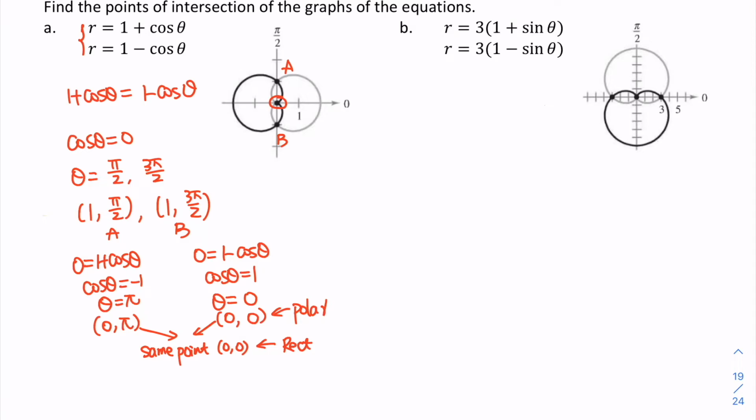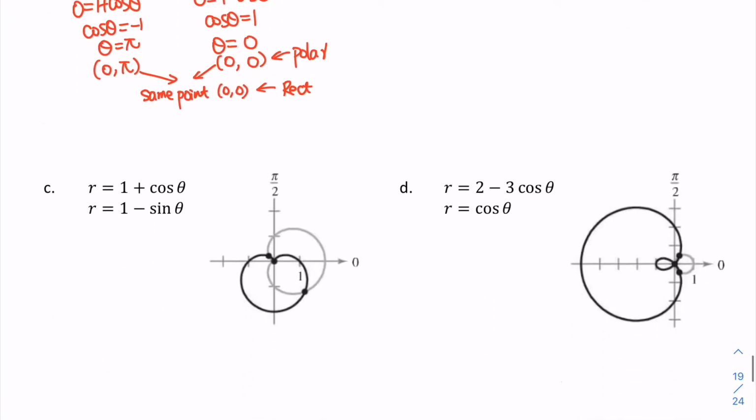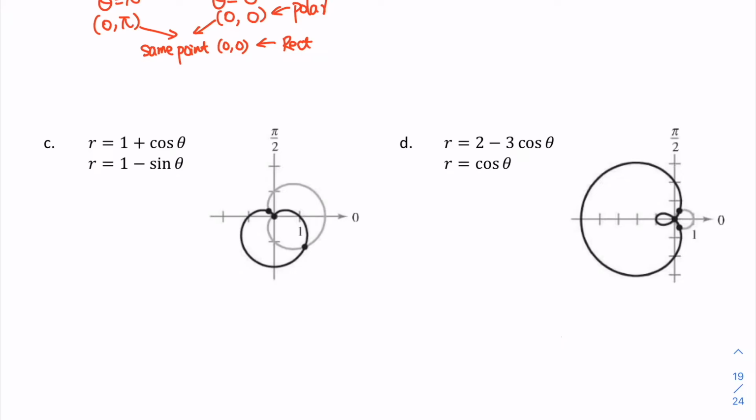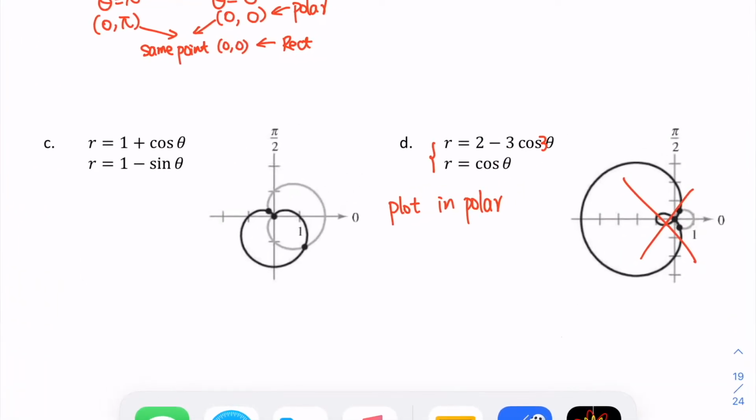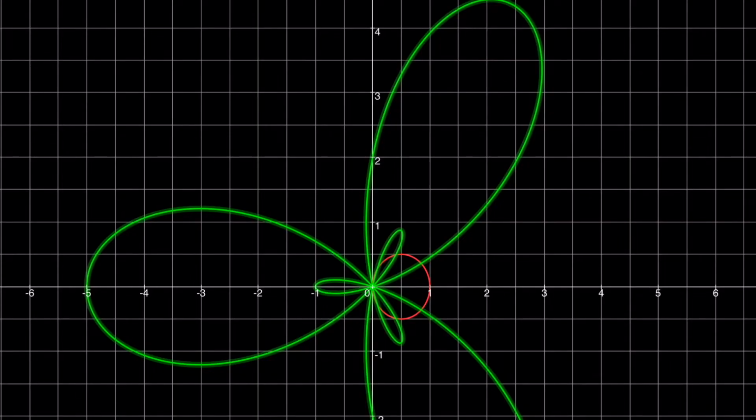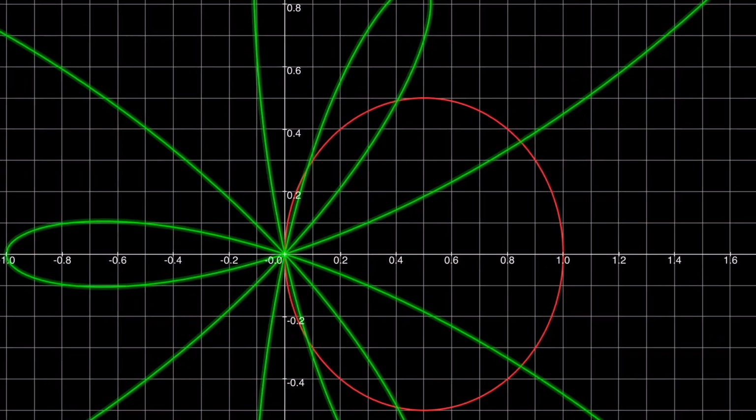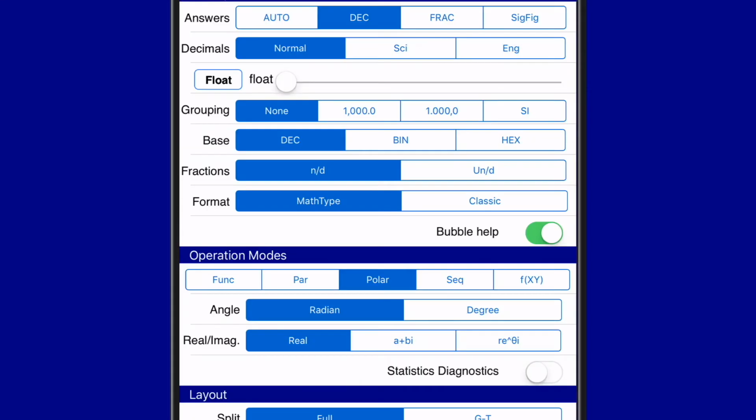Let's have a look at part D. I'm going to change the equations to r equals 2 minus 3 times cosine 3 theta and r equals cosine theta. This one I'm going to show you how to use a graphing calculator to solve. First of all, we plot these two functions in polar. Let's have a look. This is the graph for the polar equations. If you look here, we have 1, 2, 3, 4, 5, 6, 7 intersections.